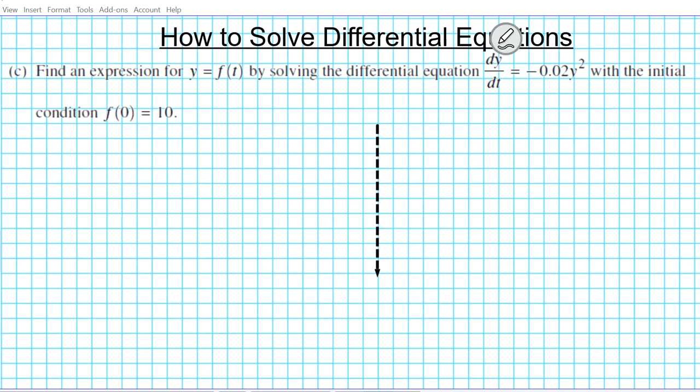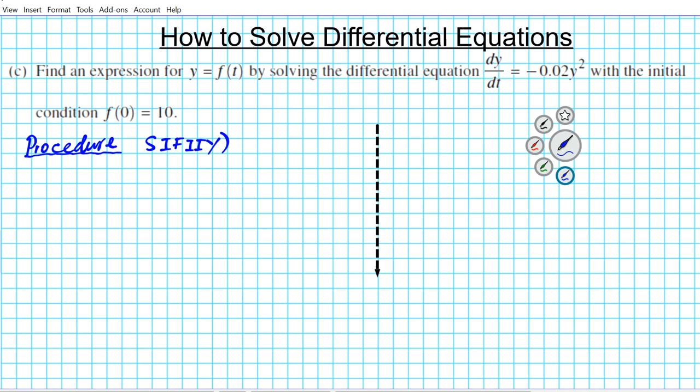All right, let's take a look at question 5C. This one involves how to solve differential equations. We're going to be using the method of separation of variables, alrighty? So let's write down the procedure that we're going to employ. Let's read it first. It reads, find an expression y equals f of t for solving the differential equation dy dt equals negative 0.02 y squared with the initial condition f of 0 equals 10. All right, so we're going to use the procedure to do this.